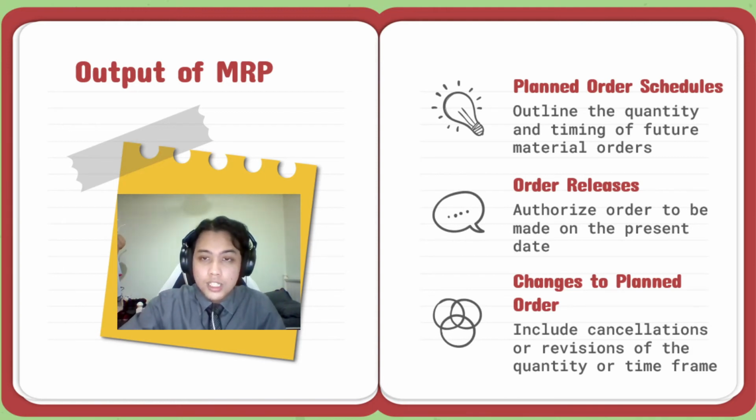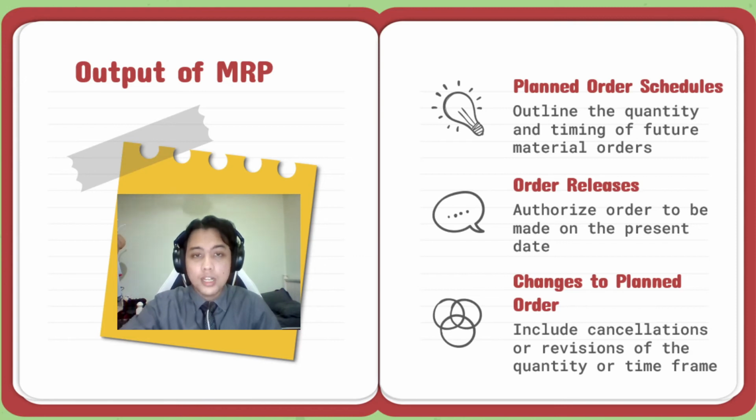Okay, so the second one is order release, authorized order to be made on the present date. It gives information about the planned orders which would be released on the present date. This report is used to determine the release date of orders so that the materials are supplied by the time required for production. It also helps the manager to keep track of the purchases made to the suppliers.